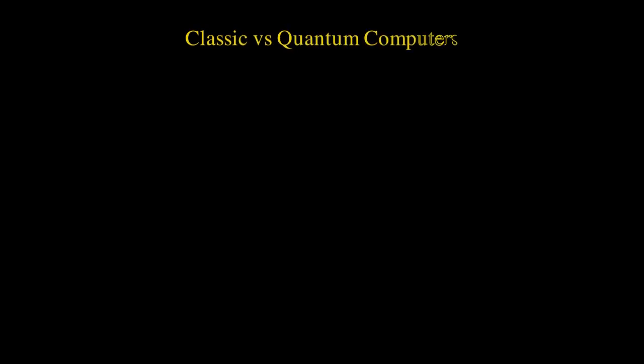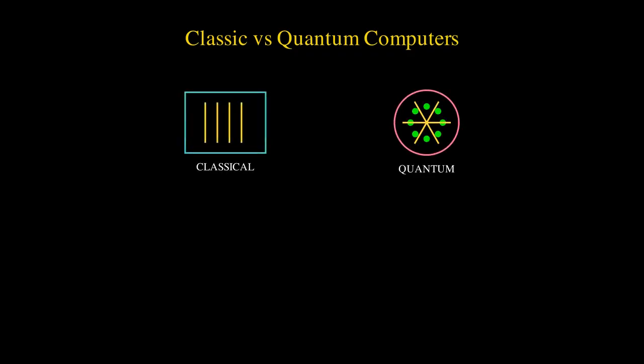Discover the fundamental differences between classical and quantum computers and how they process information. Classical computers use bits while quantum computers use qubits, representing fundamentally different ways of processing information.